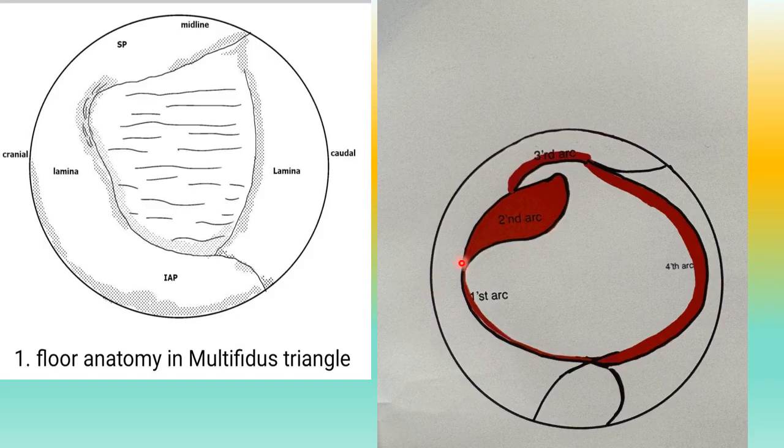So we work in 3 arcs, 4 arcs. The first arc is this laminar line. Second is below the spinous process, where the base and part of the spinous process is drilled. Then we work on the opposite lamina, and then we work on this lower lamina. We separate all sides of the ligamentum flavum.